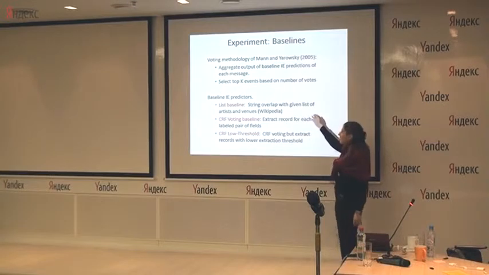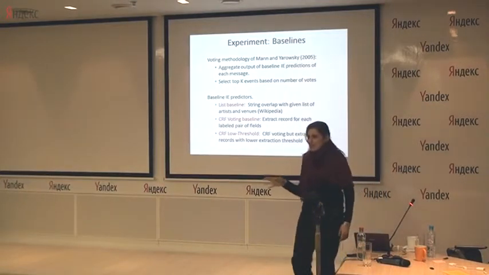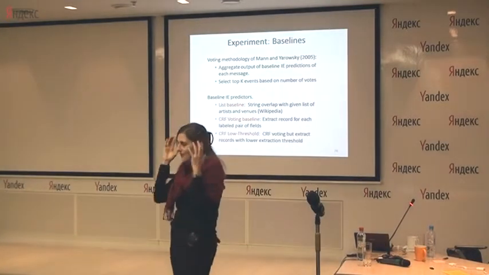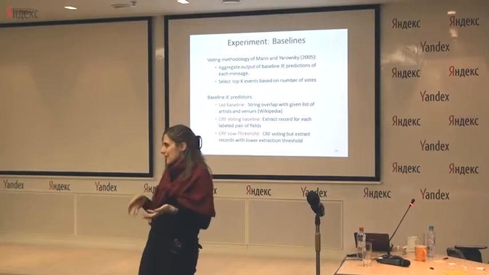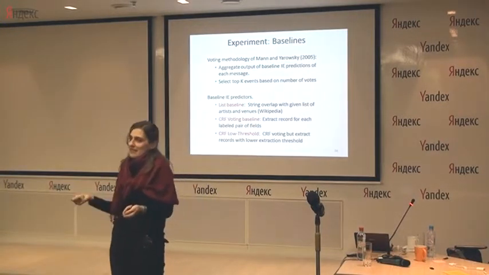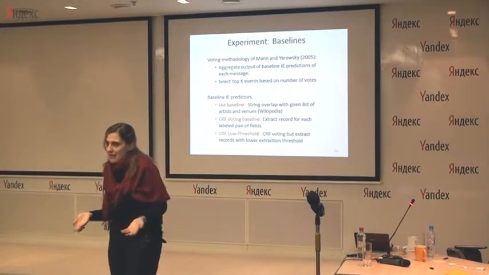Then we have a list baseline, and this is the obvious thing that you can do. Most of the artists that perform in New York City are famous artists, correct? So you can say, I can just go create myself a list of all the artists that appear in the tweet and all the venues, and just say whenever I see the name of the artist and the venue in the tweet, it would create for me a valid record extraction, correct? Sounds like a reasonable thing to do.